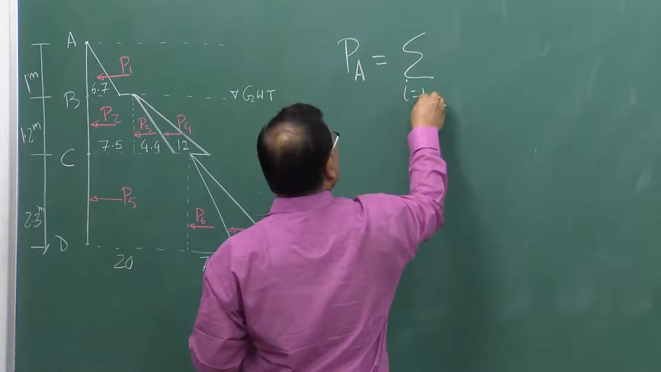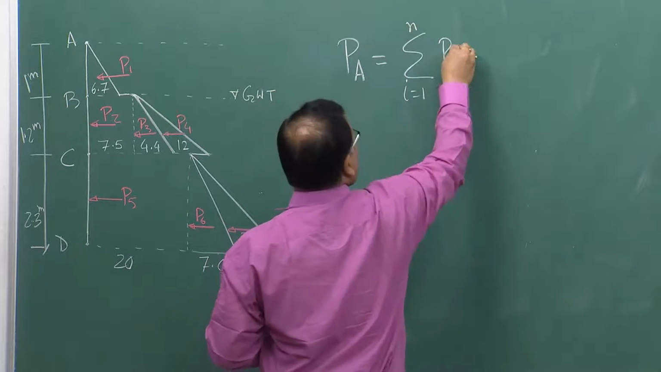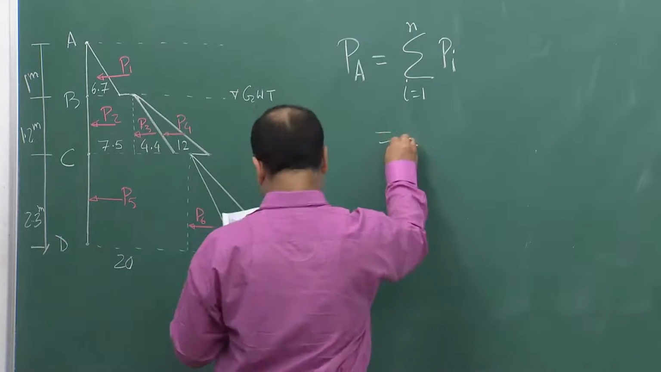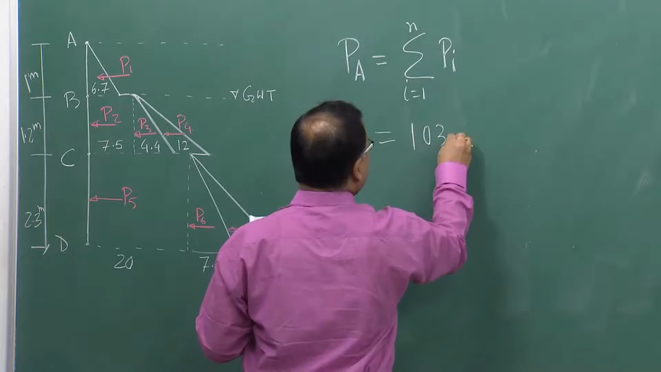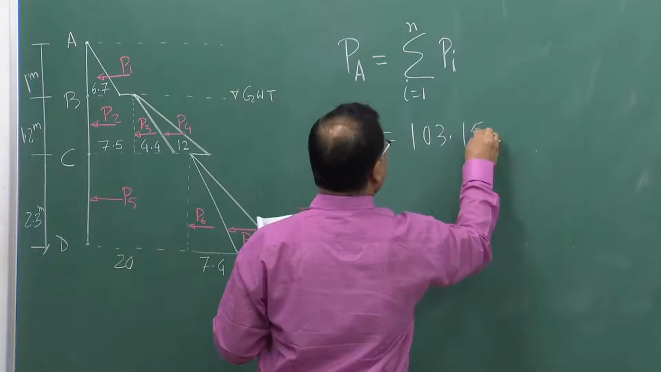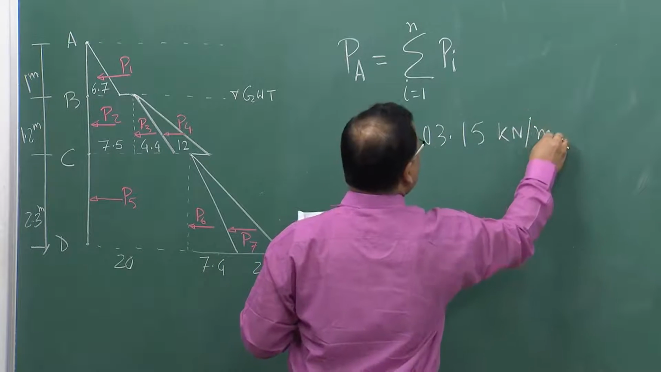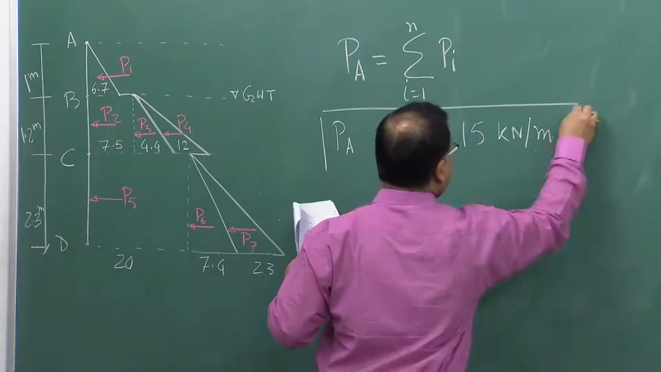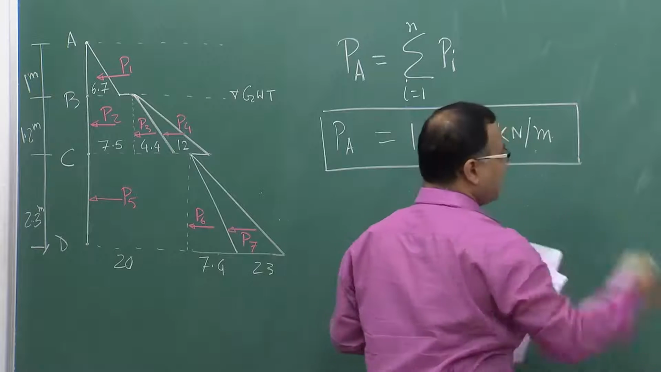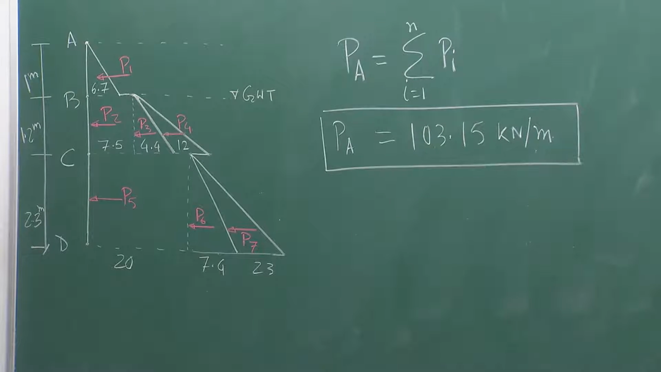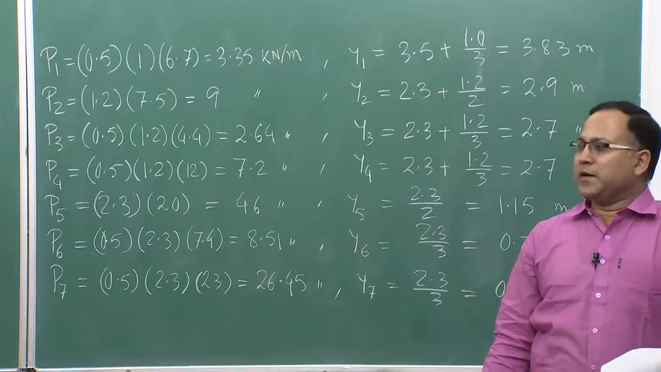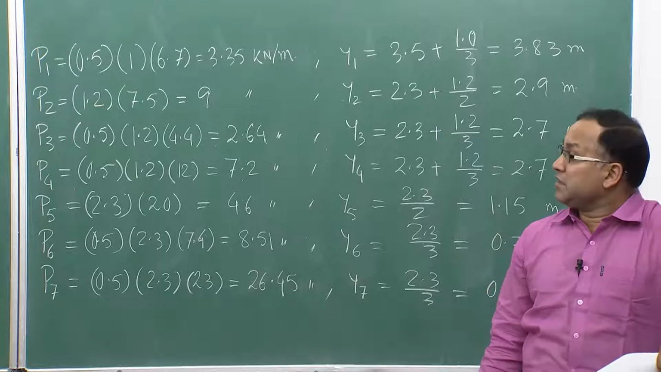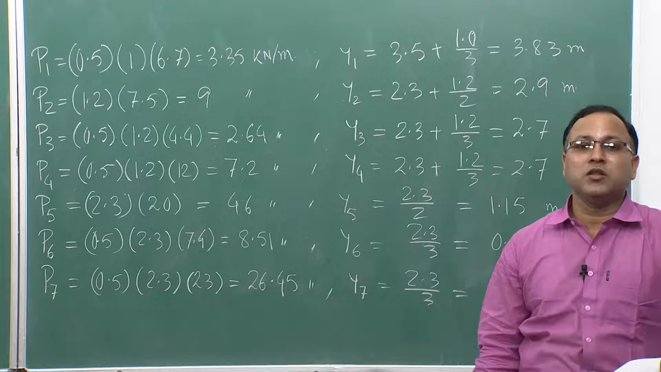Summation of Pi, i equal to 1 to n. So, Pi is P1 to P7. If you add them, that gives me 103.15 kilonewton per meter run. So, this is your PA, the resultant thrust. Whenever you are asked to find the resultant thrust, you have to calculate like this. So, this is the total active thrust on the wall.